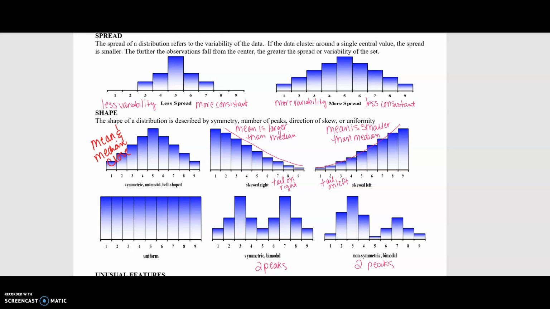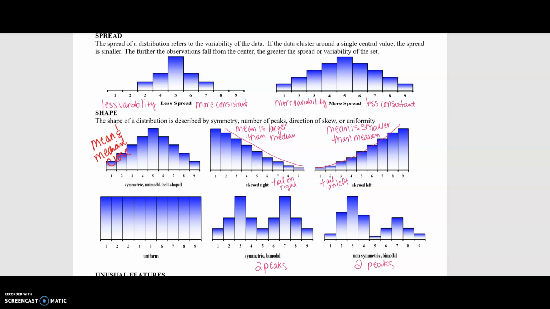Okay, let's look at skewed right. If most of the data are on the left side, but a few larger values are on the right, where the tail is, the data are said to be skewed to the right. The few larger values bring the mean upward, but don't really affect the median, so when data are skewed right, that means the mean is larger than the median.